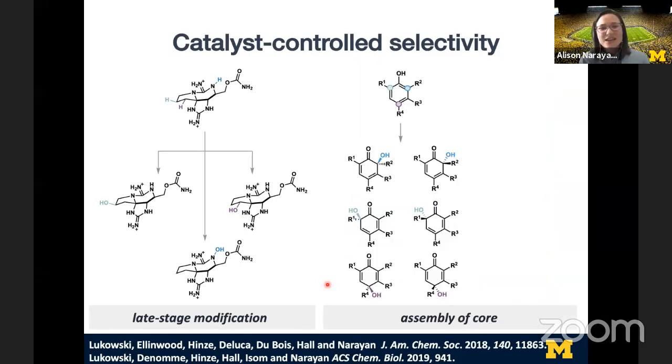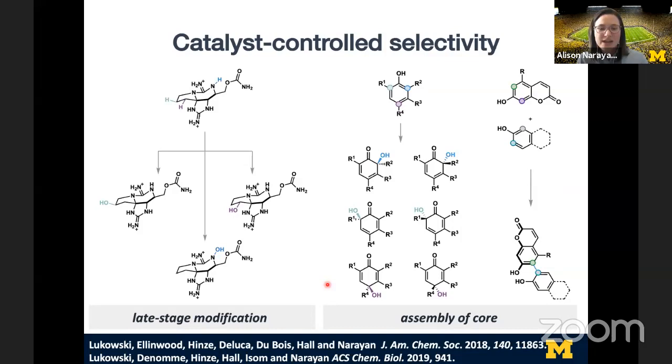All right, and so the other way that we think about catalyst-controlled selectivity in biocatalysis is thinking about how to assemble cores of molecules and reactions that typically challenge traditional methods for building complex molecules. And so one of the reactions we've been interested in is the idea that you can take phenolic compounds and do an oxidative dearomatization, where this presents a challenge in both the site selectivity and stereoselectivity, but generates a reactive intermediate that could then be further elaborated in a cascade type process.